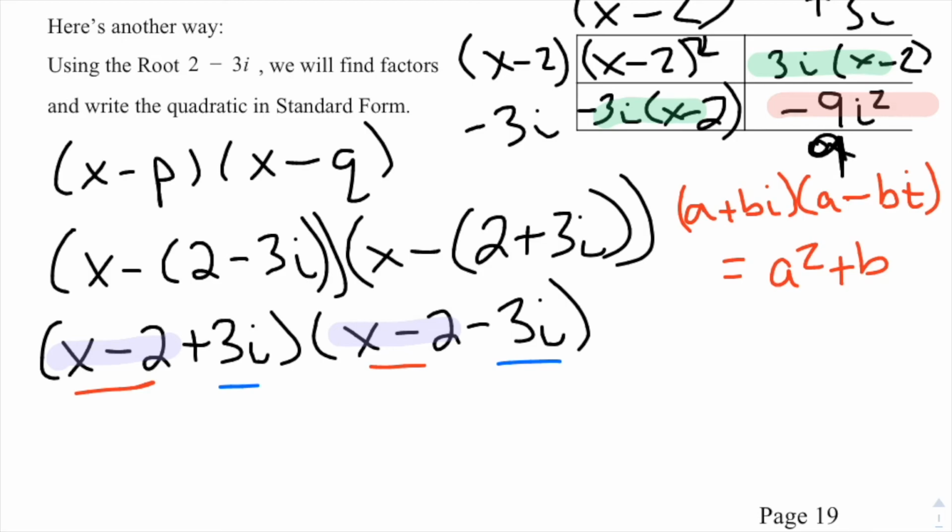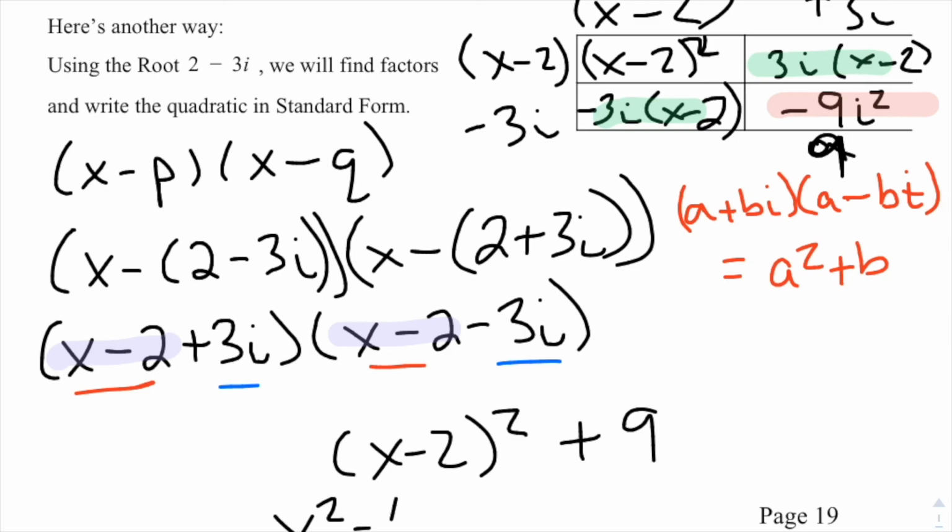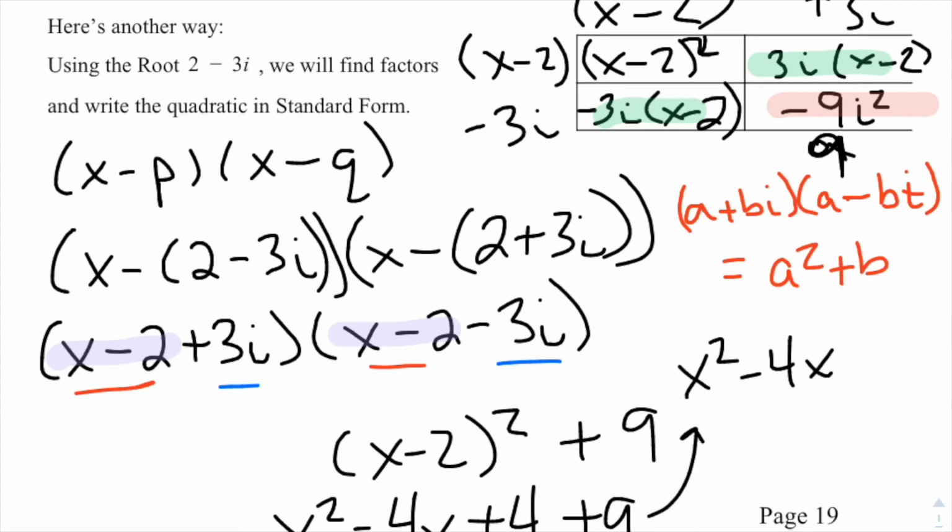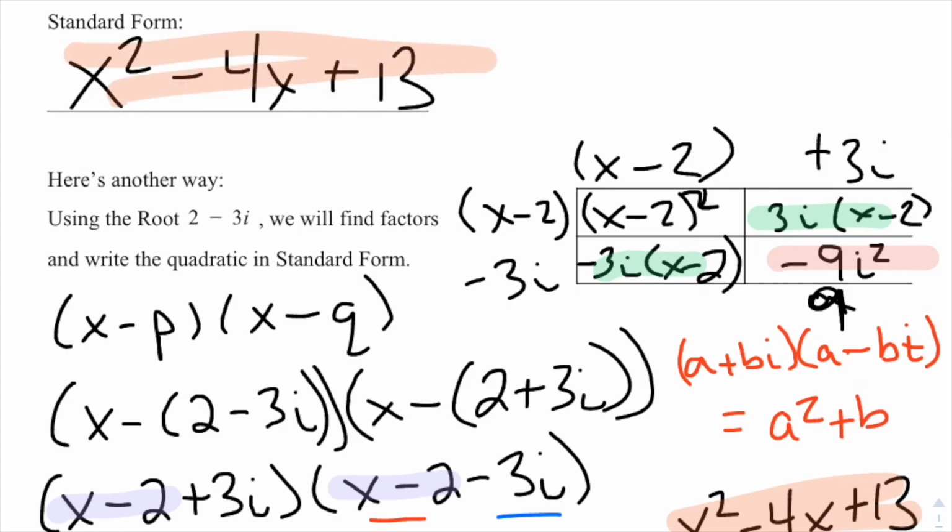So if we drop down here, we have x minus 2 squared plus 9. Well, if we distribute this out, we get x squared minus 4x plus 4 plus 9, which, again, if we simplify further, we get x squared minus 4x plus 13. And then this standard form matches the standard form that we found earlier.